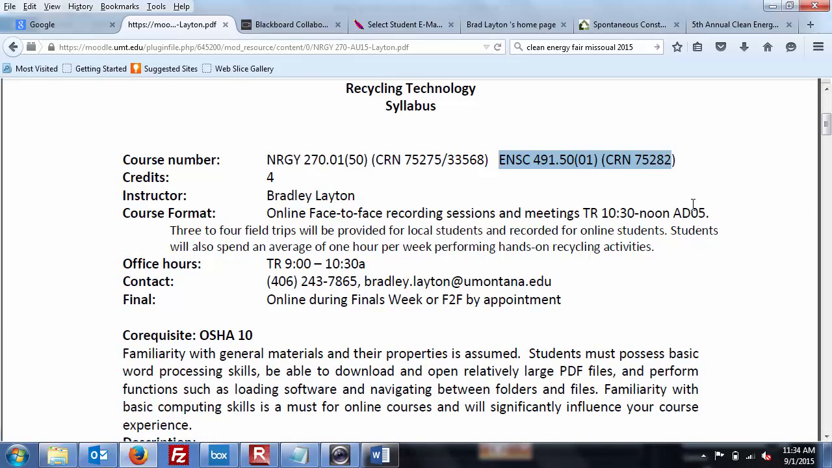Tuesday, Thursday, 10:30 to noon. We'll probably start around 10:40 and definitely wrap up by noon. I have 3 to 4 field trips that will be provided. I already mentioned the one we're going to do next week with our own recycling facility here on campus. I also mentioned the fact that we'll be over at our partner institution, the Hive, across town, where our solar forge is located. I've also been stockpiling some unconventional recyclables.